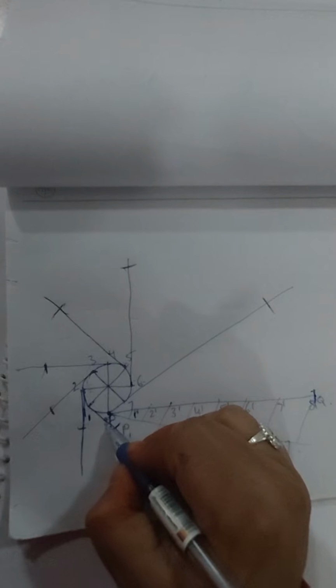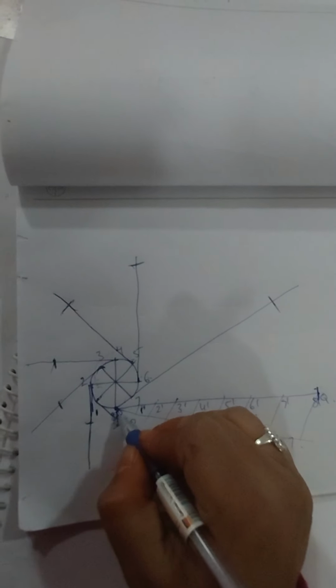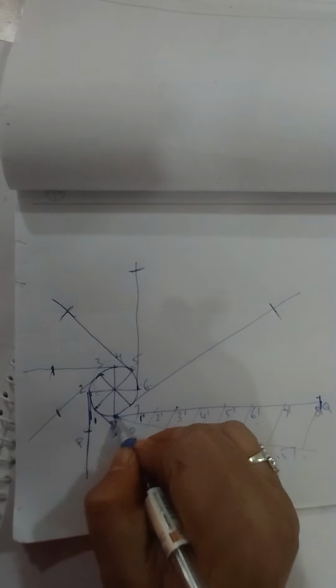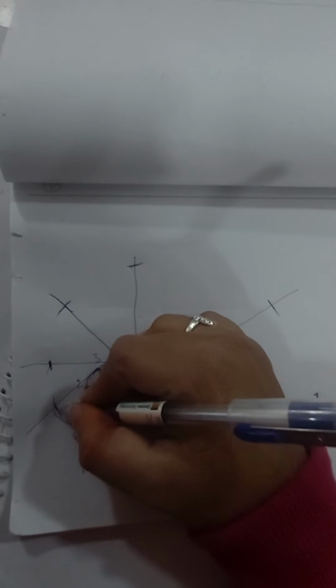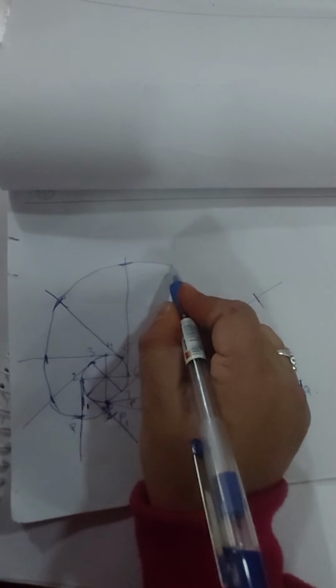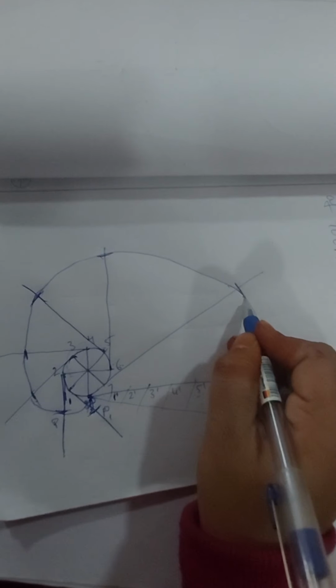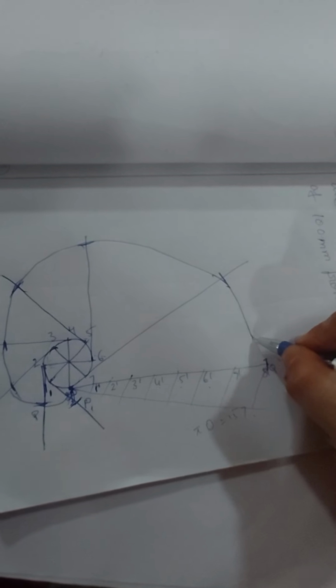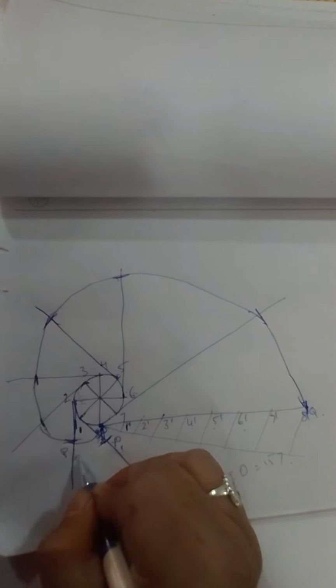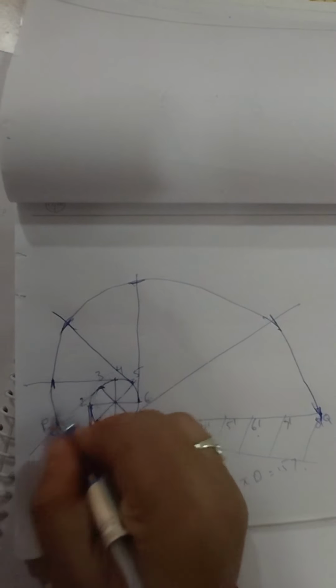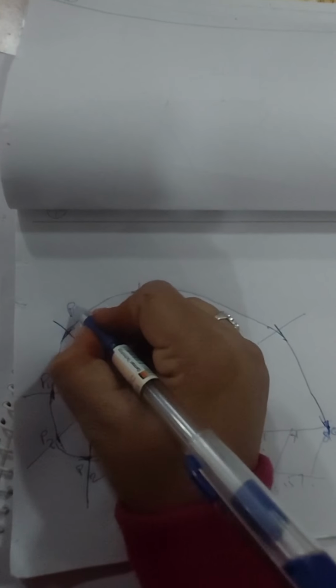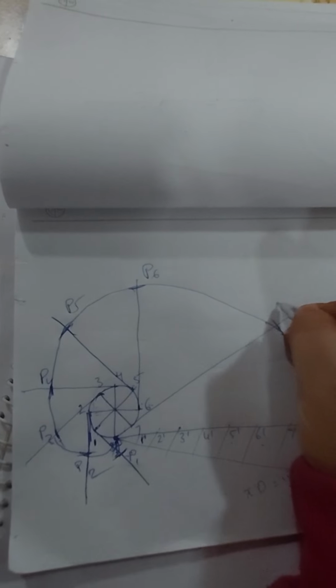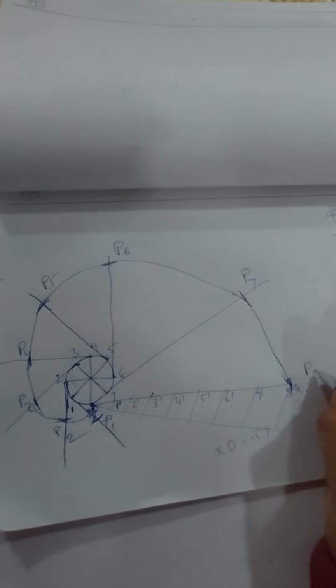So now start joining from P to P1 and next P2. So continuously draw the profile. As showing here, this is the involute P1, P2, P3, P4, P5, P6, P7 and P8.